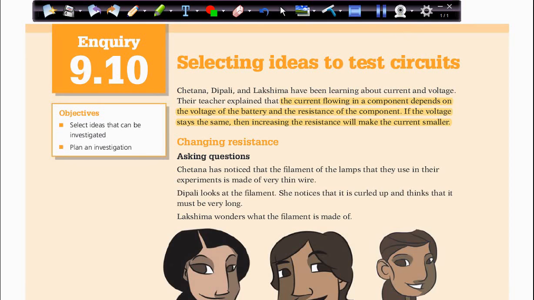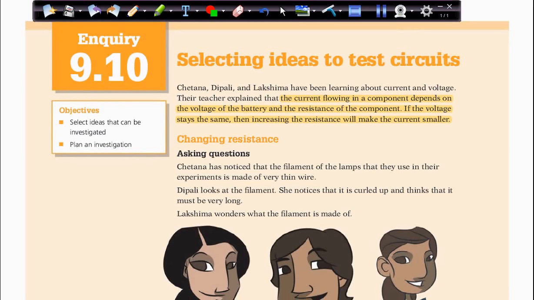Asking questions. Chaitanya has noticed that the filament of the lamps that they use in their experiments is made of very thin wire. Dipali looks at the filament. She notices that it's curled up and thinks that it must be very long. Lakshima wonders what the filament is made of.